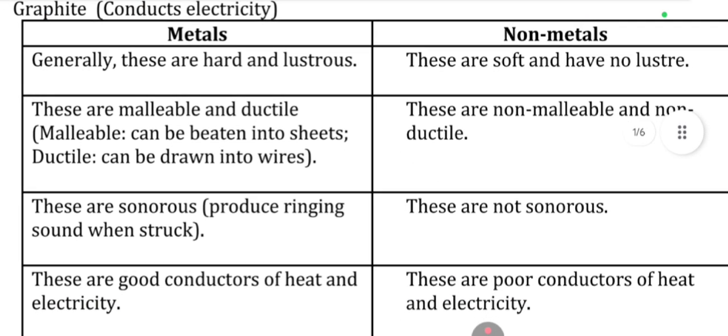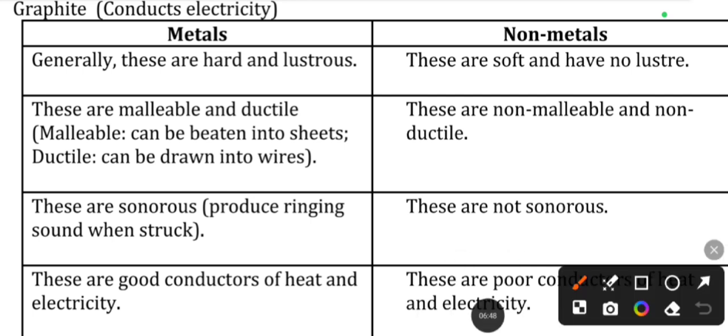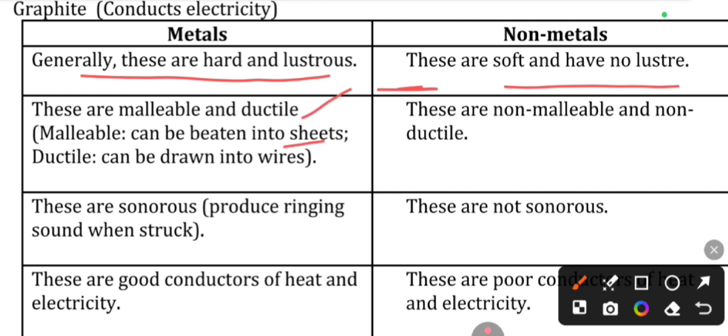So you can see here the difference between metals and non-metals. Generally the metals are hard and lustrous, non-metals are soft and have no lustrous property, but the exception we have is iodine. Metals are malleable and ductile, they can be easily converted into sheets and wires, but non-metals are non-malleable and non-ductile.